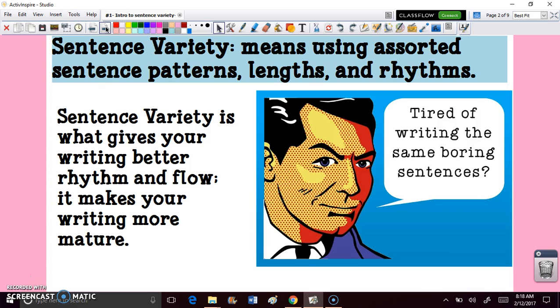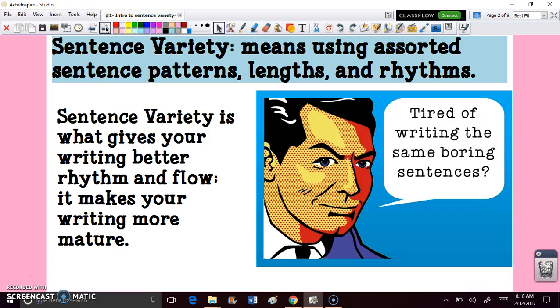It makes your writing more mature. If you think about it, children's books are usually written using very simple sentences. The best example I can think of are the See Spot Run books. All of those sentences are the same length. It's very repetitive. It gives the book a rhythm, but it is a very simple rhythm that, if you were writing for adults, wouldn't really be appropriate.